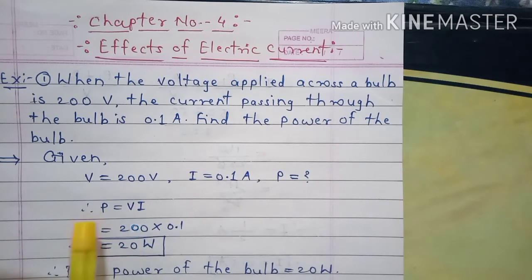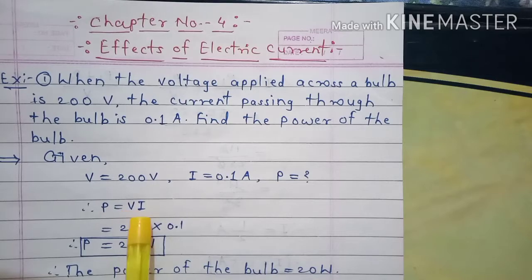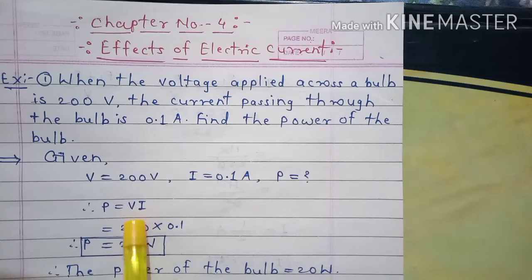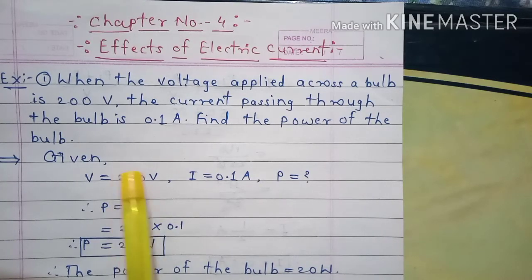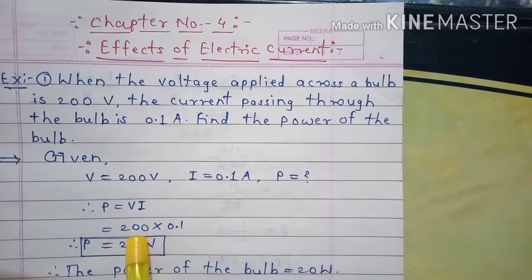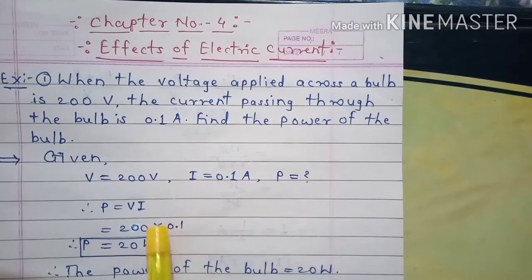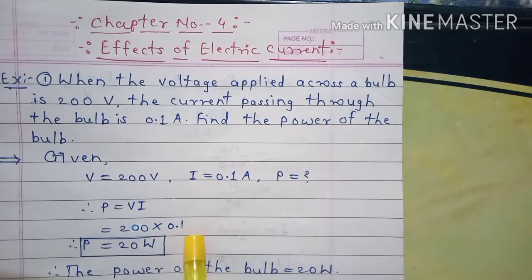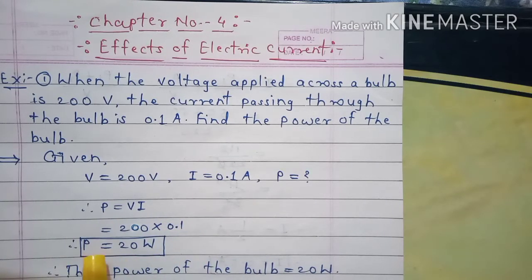So we know that power P is equal to potential difference into current, means P is equal to V into I. So after substituting the values, we get 200 into 0.1, and when we will do this multiplication, children, we will get answer power P is equal to 20 watt. Unit of power is watt, so we wrote here W, that is watt. Therefore the power of the bulb is equal to 20 watt.